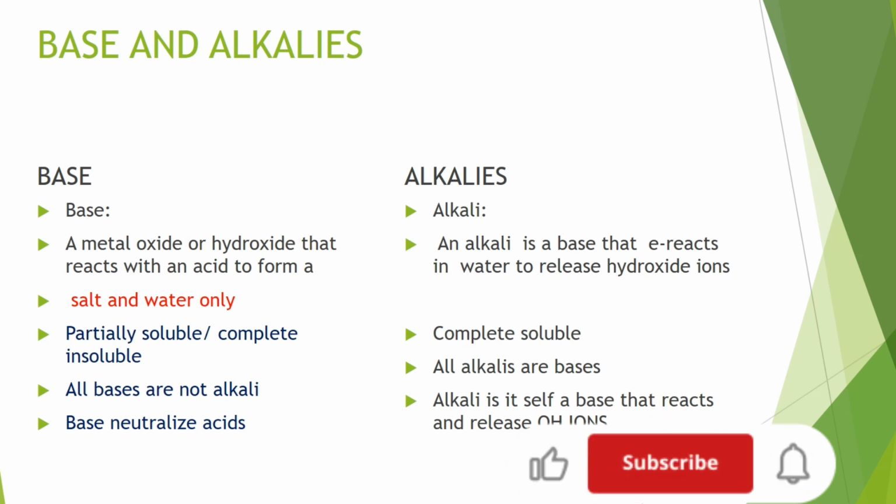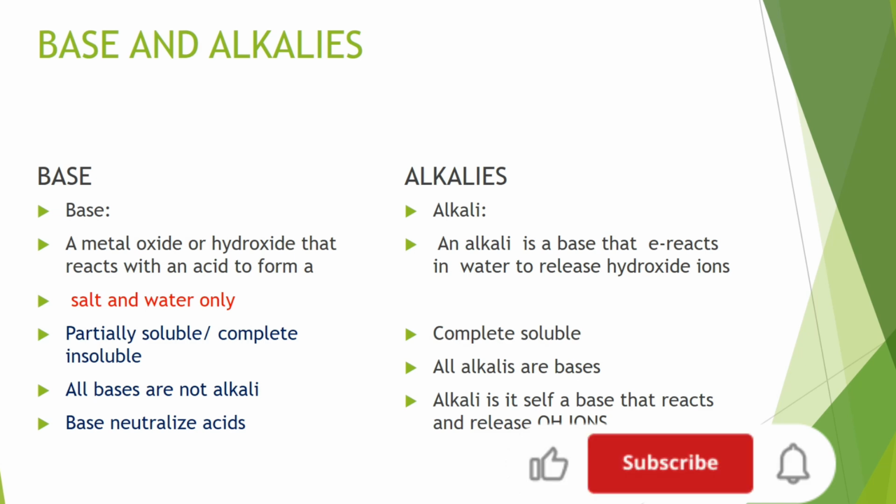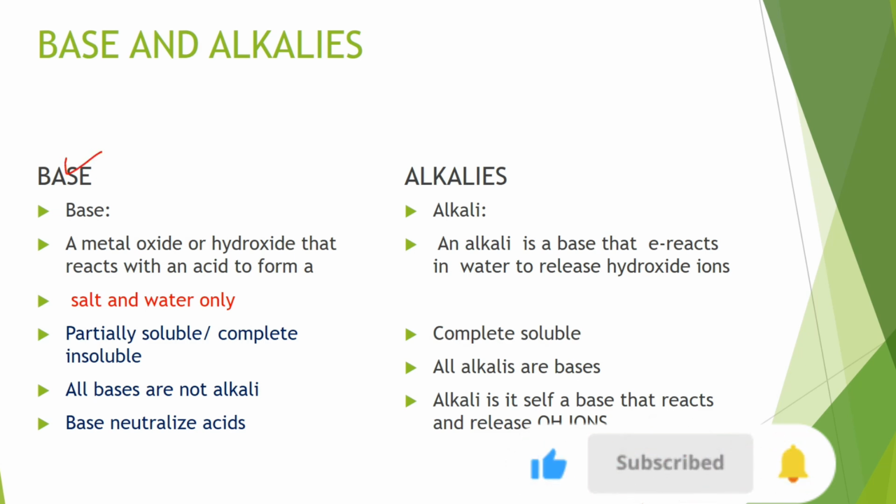This is the most confusing topic, and many students are confused because they don't understand what actually a base is and what actually an alkali is. A base is a metal oxide or metal hydroxide that reacts with an acid to produce salt and water only. What is a base? A base is basically a metal oxide or a hydroxide, OH, that reacts with acid to form salt and water.